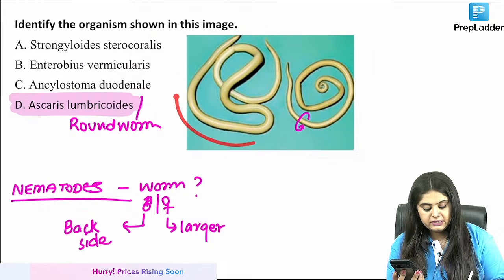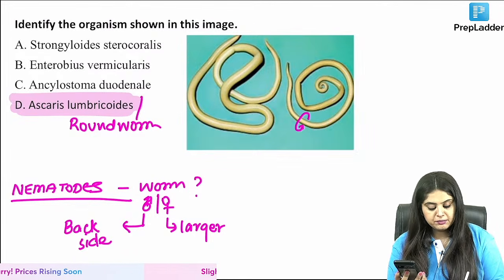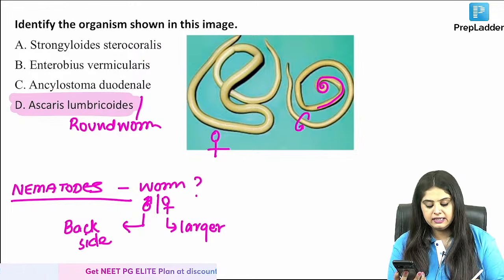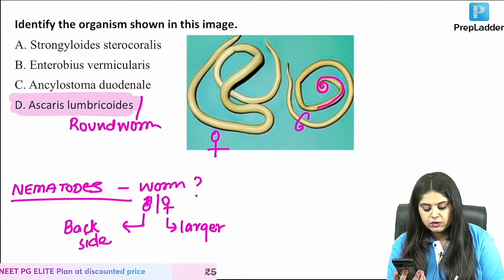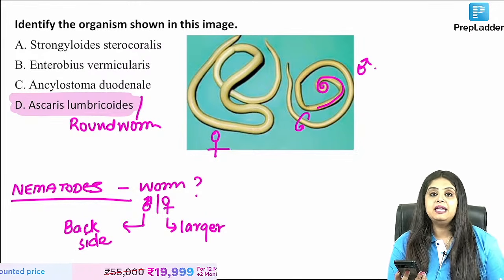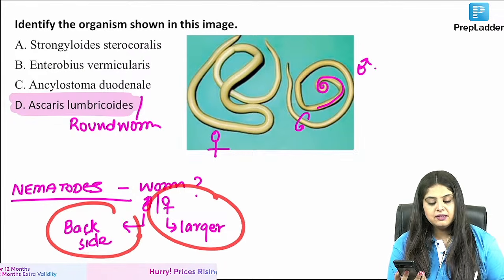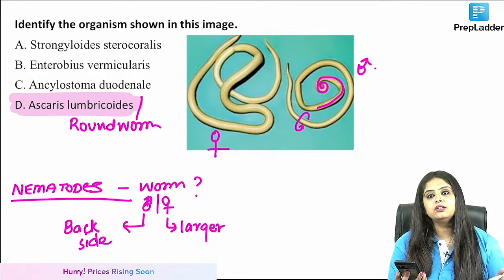So if you look carefully, this worm is looking larger. This must be the female. And if you look at the back side of this worm, I see a round coiling. So the back side is going to have a coiling. That must be the male. And you do that for every organism. The female will be larger and the male's back side will have something different, so you will identify.